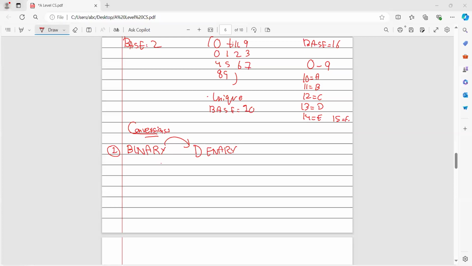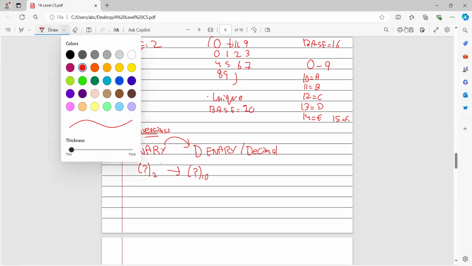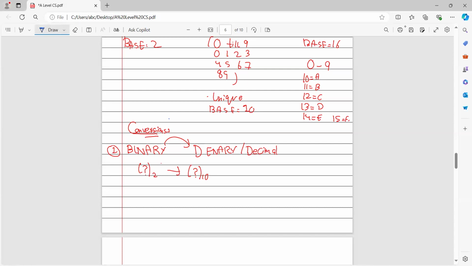If I have any number that is base 2 and I want to convert that into base 10, you can call it either a denary number or a decimal number, that's totally up to you. I just mean to say that if you have a binary number and you want to convert it into a denary number. If it's a binary number, that means it is base 2, and that means you are only going to store two values.